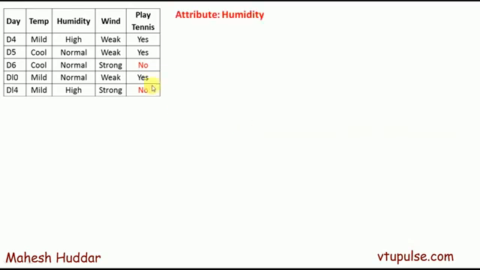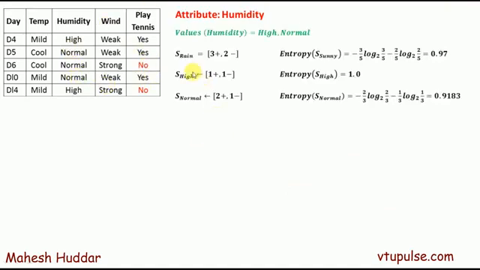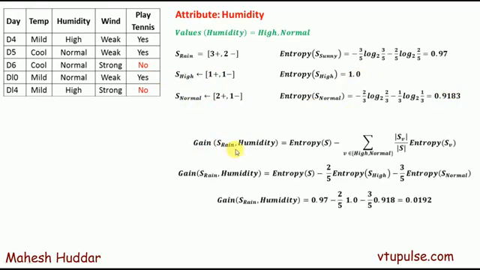Similarly, we need to find the gain of humidity here. It has 2 possibilities again, high and normal. High is appearing 2 times, one positive and one negative, and normal is appearing 3 times, 2 positive and 1 negative here. So these are the things I have written here. If you put these particular values, you will get 1.0 as the entropy for high, 0.9183 for normal. Put these values in the gain equation. You will get the gain as 0.0192 again.